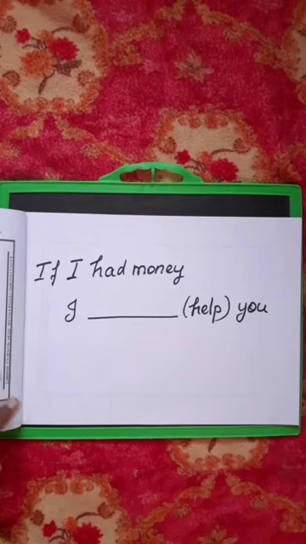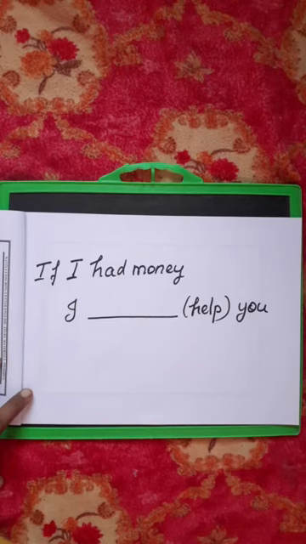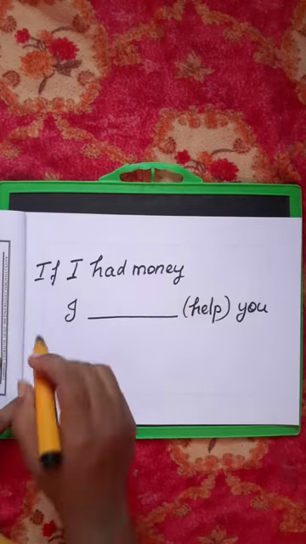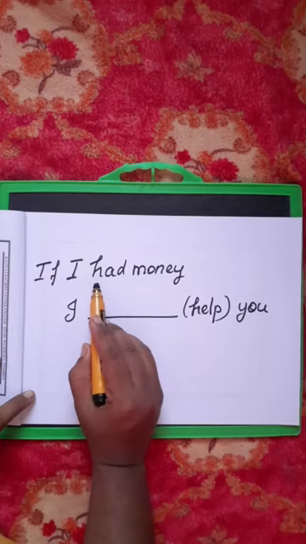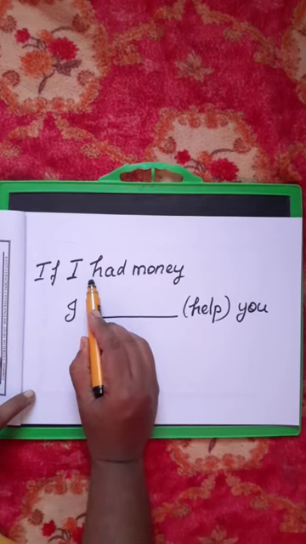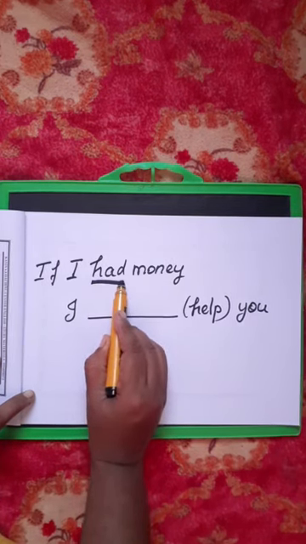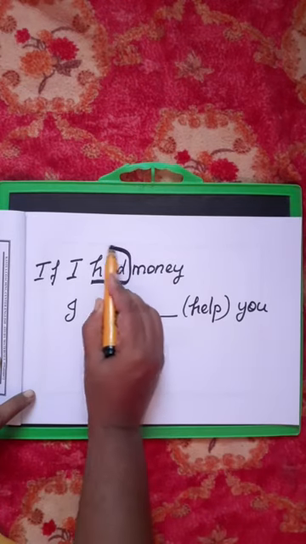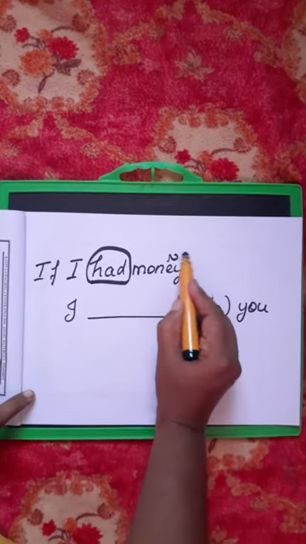Okay, we worked out some of the examples. Now please try to say this answer. If I had money, I dash help you. Let us find the verb. Here what is the verb? Had money or had? No, only had, because money is a noun.